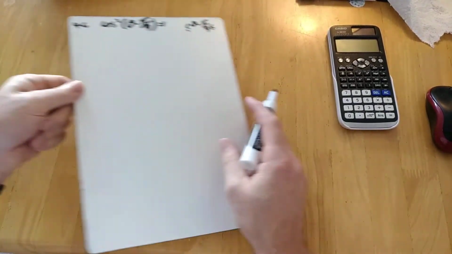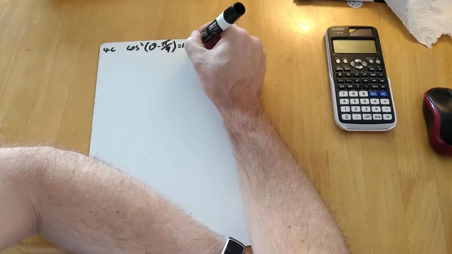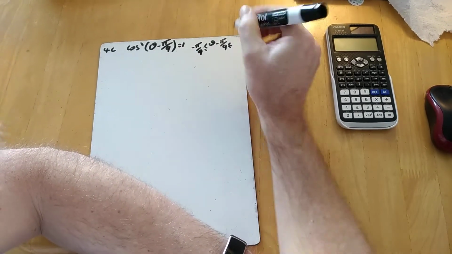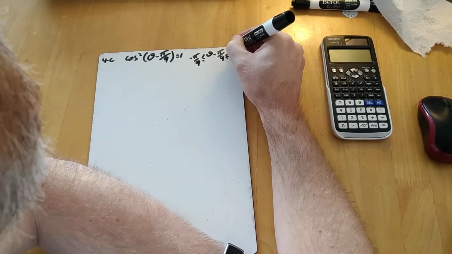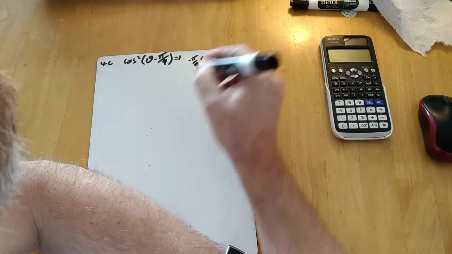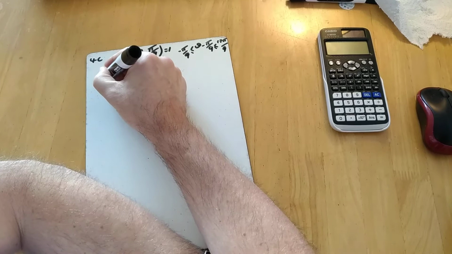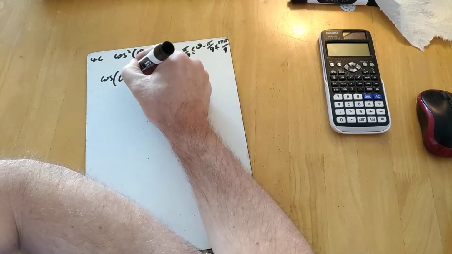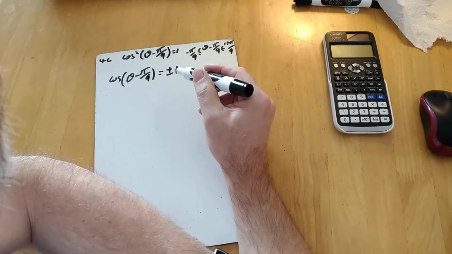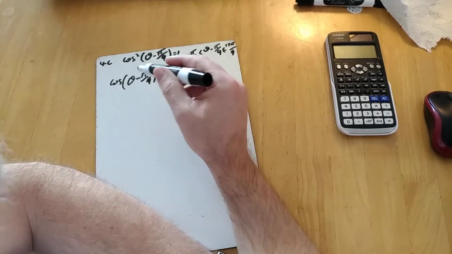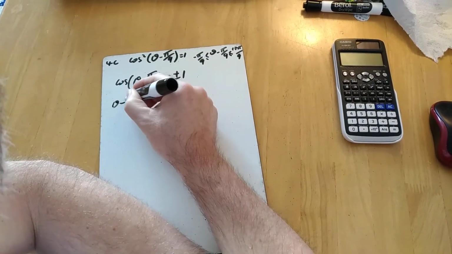Another example, 4c. Cos squared of (theta minus pi over 9) equals 1. Just in case, I'm going to change my range by taking pi over 9 off, to minus pi over 9 up to 17 pi over 9. Cos squared, don't forget, when I've got cos squared, I'm going to square root it. So cos of (theta minus pi over 9) equals plus or minus 1. And in this case, I've got to think quite carefully as to what I'm going to have as my solutions for theta minus pi over 9.